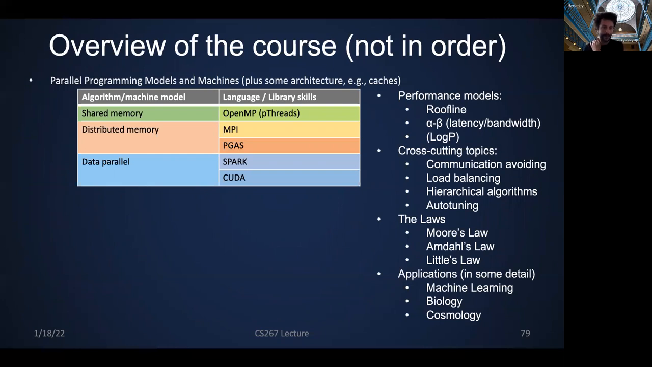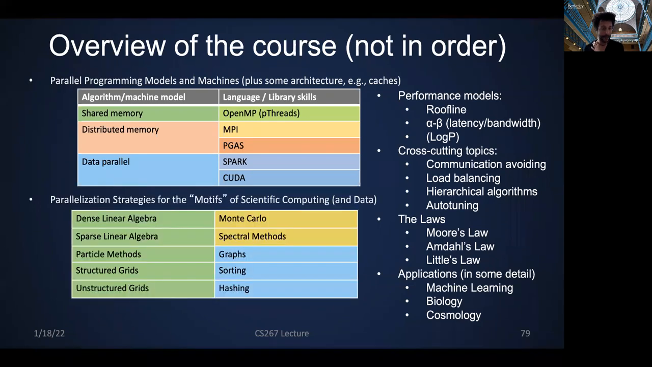And we're going to talk about the different programming languages and different paradigms of programming. Distributed memory machines, data parallel, shared memory. We'll use these languages. We'll cover a lot of performance models and hierarchical algorithms, communication avoidance, lots of important laws in parallelism, like the ones that I talked about, Amdahl's law and Moore's law, but also equally important Little's law, lots of applications in machine learning, biology, and cosmology, and some techniques for motifs in scientific computing and data that we're going to cover in distinct lectures.